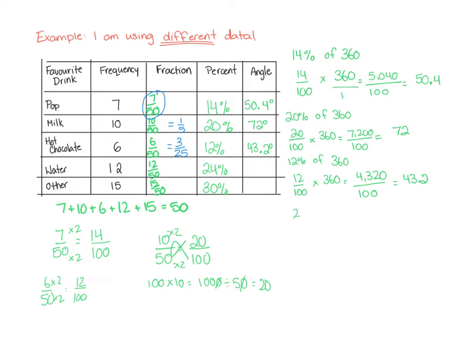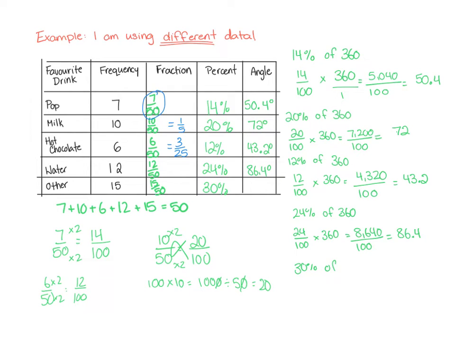For water, we have 24% of 360, which gives us 24 out of 100 times 360, and 24 times 360 is 8,640, and then that's all out of 100, which simplifies to 86.4. And finally, we have other, which is 15% of 360. Oh, it's 30%. Whoops. So check your numbers, people.